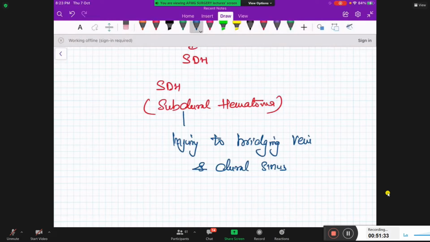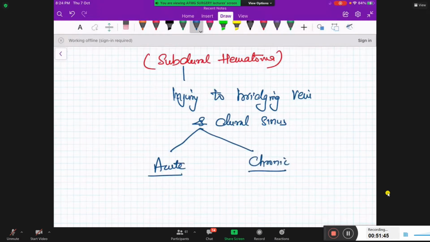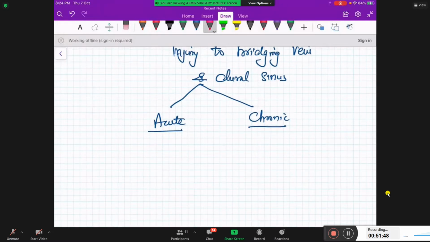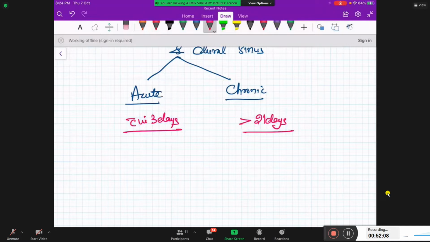And this SDH can be an acute SDH, can be a chronic SDH. It is called acute SDH when it is seen within 3 days of trauma. It is called chronic SDH when it is seen more than 21 days after trauma.